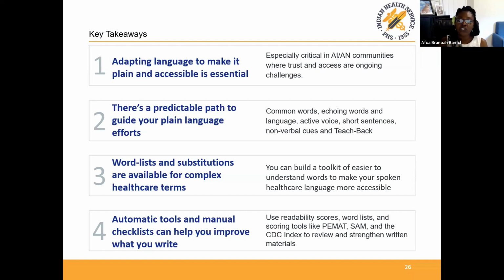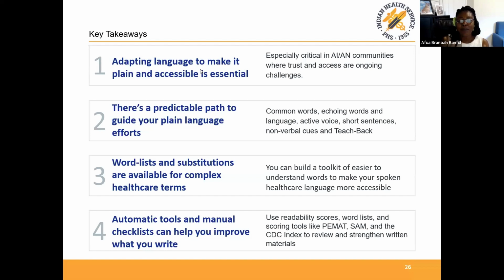There are some elements that you can follow that make your language more plain so that more people can understand it. This is using common words, echoing what the other person is saying, using active voice, non-verbal cues, and teach back, amongst others, right? And the word lists, substitution lists are very helpful.